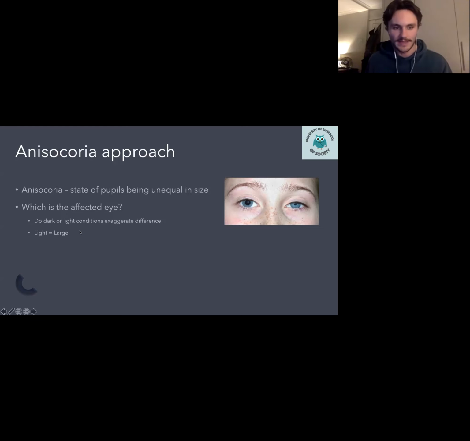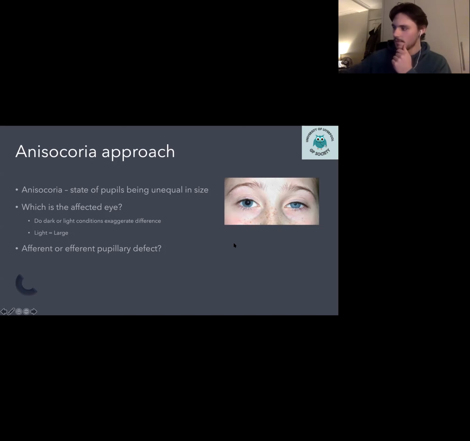And the trick is light, large. So if you place, for example, this pair of eyes into a lighter condition than they are already in, if the anisocoria becomes more apparent in this setting, the larger pupil is affected, as you would expect both pupils to constrict even more than they currently were in the lighter setting. So this pupil, the unaffected pupil, would constrict even further and exaggerate this difference. So that's a really good way to remember which is the affected.